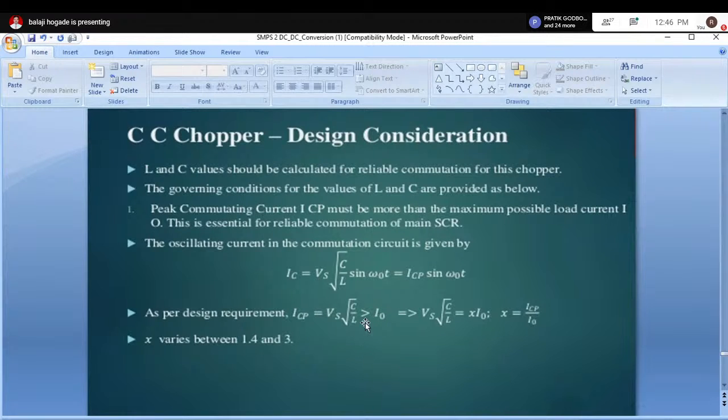This condition is given by Vs into under root C by L, which is equal to X into I0. X means some amount which is greater than 1. We want the capacitor current to be more than the load current. Some X amount must be selected, and that is given by X is equal to ICP divided by I0. X varies between 1.4 and 3. We need to fix the values of the capacitor current and load current depending on this variable X.